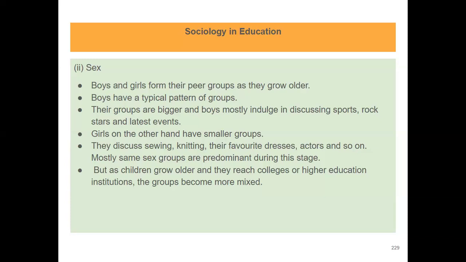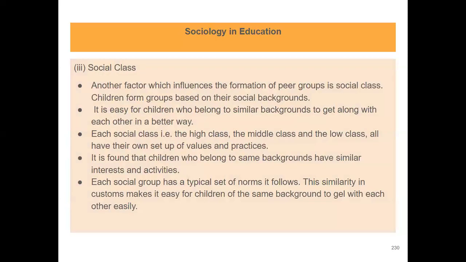They have sometimes different interests than the boys. They may talk about their favorite dresses, actors, favorite singers, favorite social events, and like that. So mostly same age groups are predominant during this stage. But as children grow older, they reach colleges or higher education institutes. They get involved in more mixed groups. Sometimes after A levels, they join higher education institutes, and there they form other peer groups. We'll see how the social class influences these peer groups.